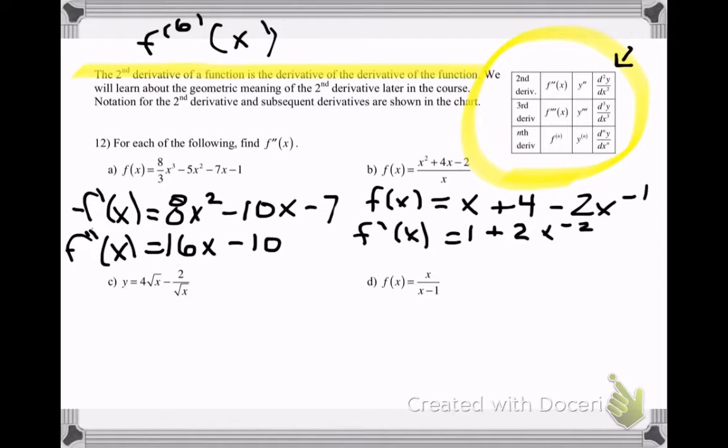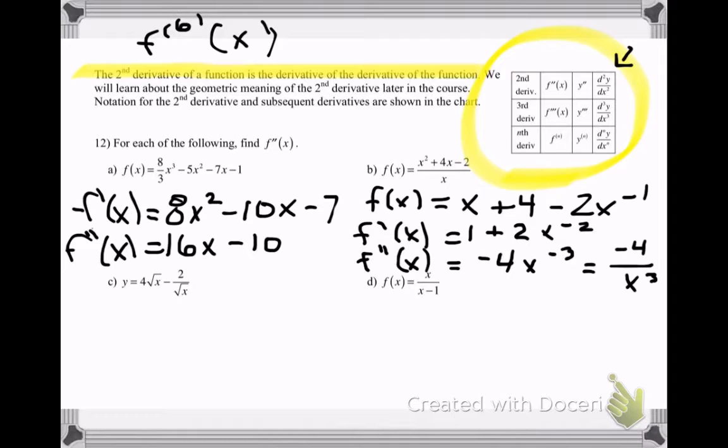I'm not going to put this in fractional form, or put the negative in a denominator yet, because I want to find the second derivative. It's much easier to keep it in negative exponential form, because I can redo my power rule. So the derivative of 1 is 0. The derivative of 2x to the minus 2 would be negative 4x to the minus 3. So the second derivative of that function is negative 4 over x cubed.